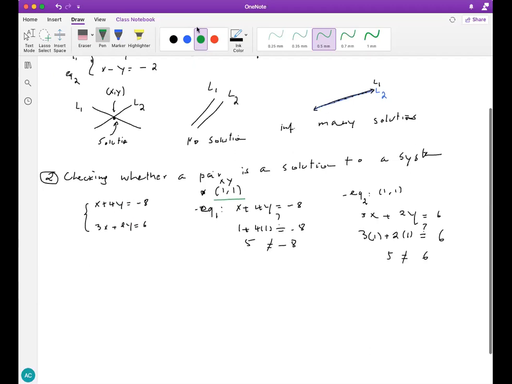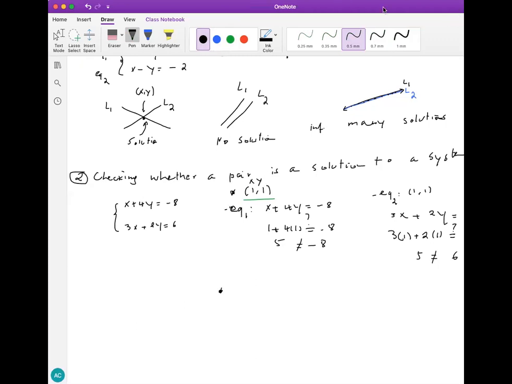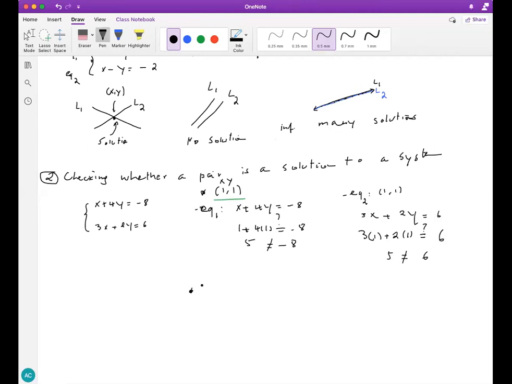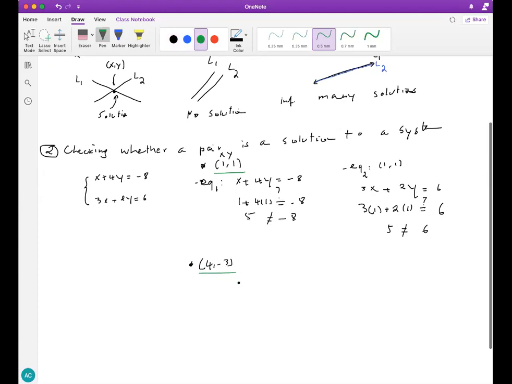Now let's try another pair. Let's try this time maybe (4, -3). Okay, that's the second pair that we need to check. We're going to take this pair again and try it in both equations. So this is equation 1, equation 2. These two equations make up a system, and we use a curly brace to link them together to form a system.